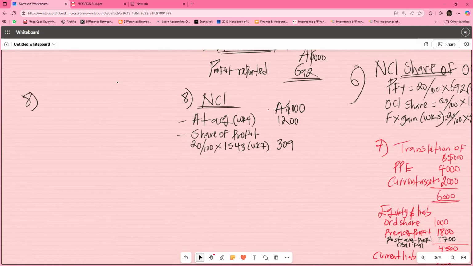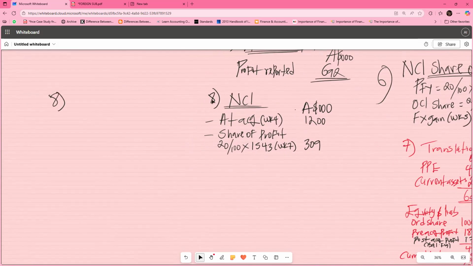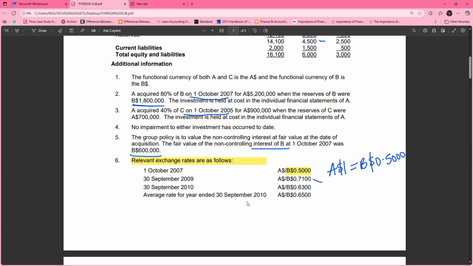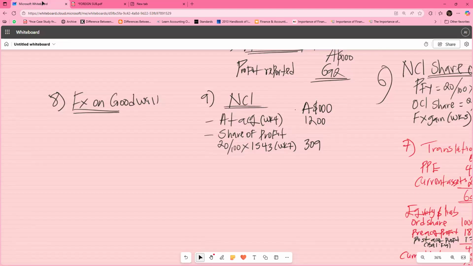What I want to do to make it very simple for us is to determine the overall gain or loss on that goodwill. So this one should be my working 9, just to make it easy. I can say FX gain on goodwill. You can remember that goodwill is calculated on the date of acquisition, which is 1 October 2007.